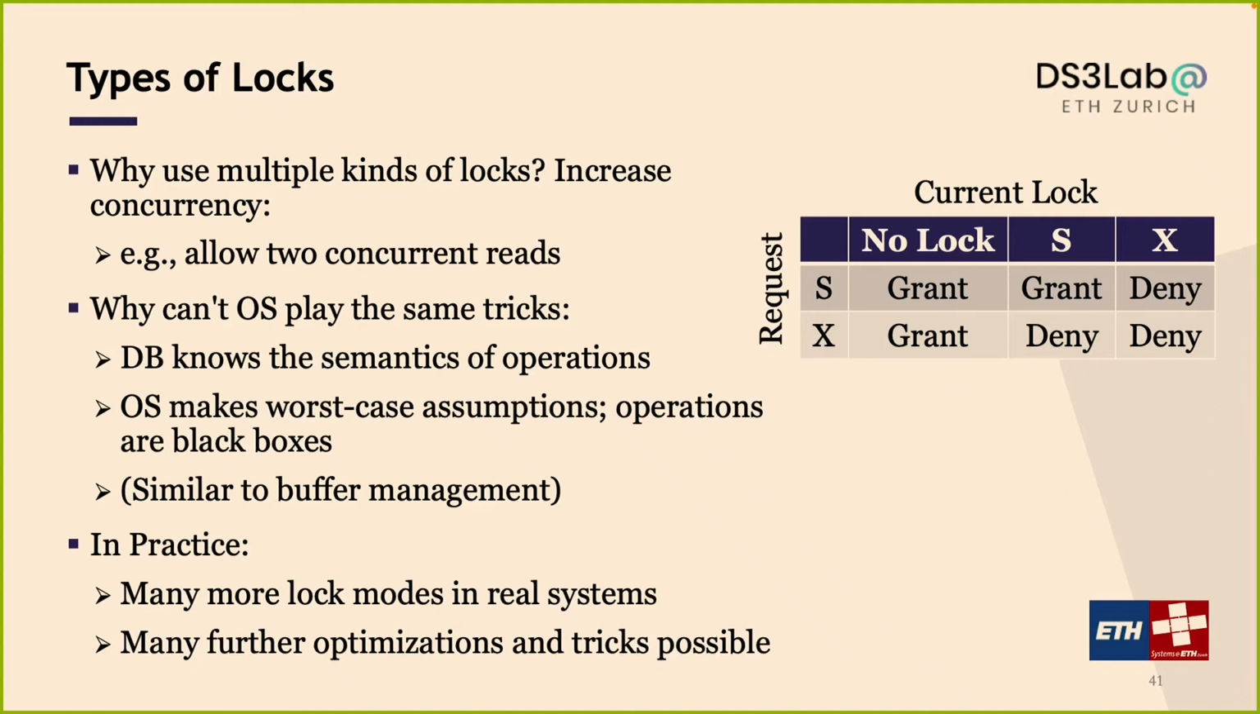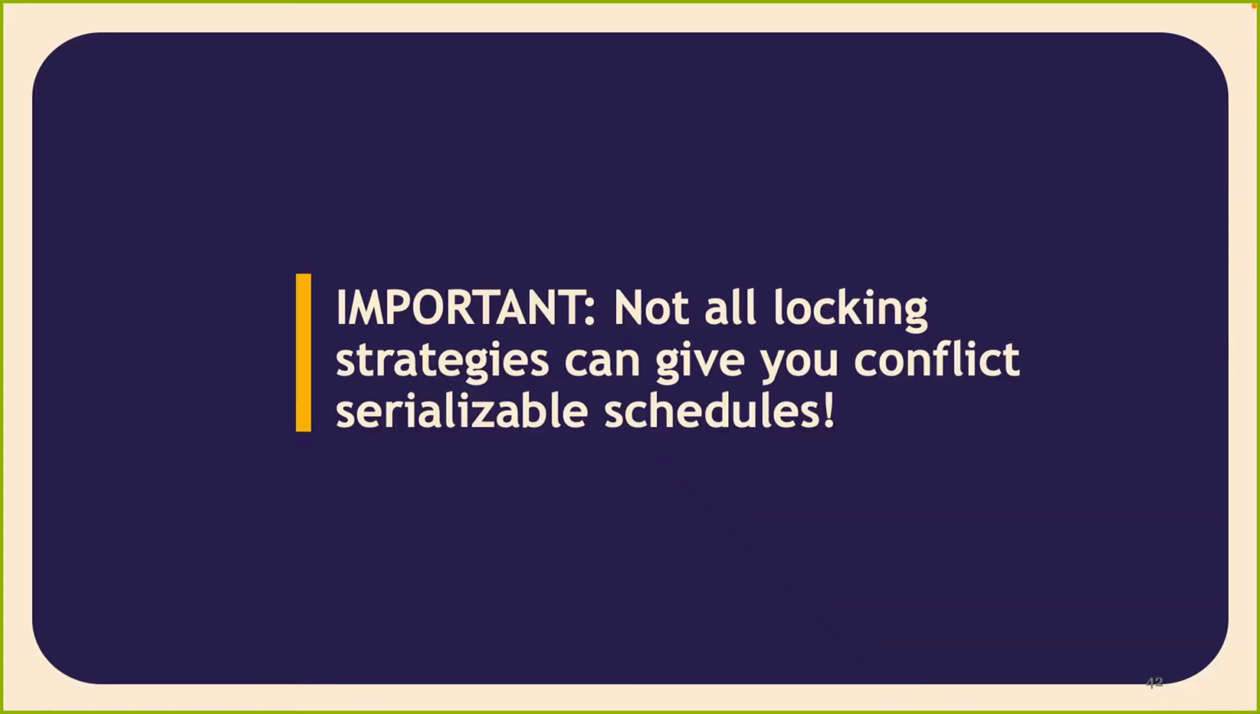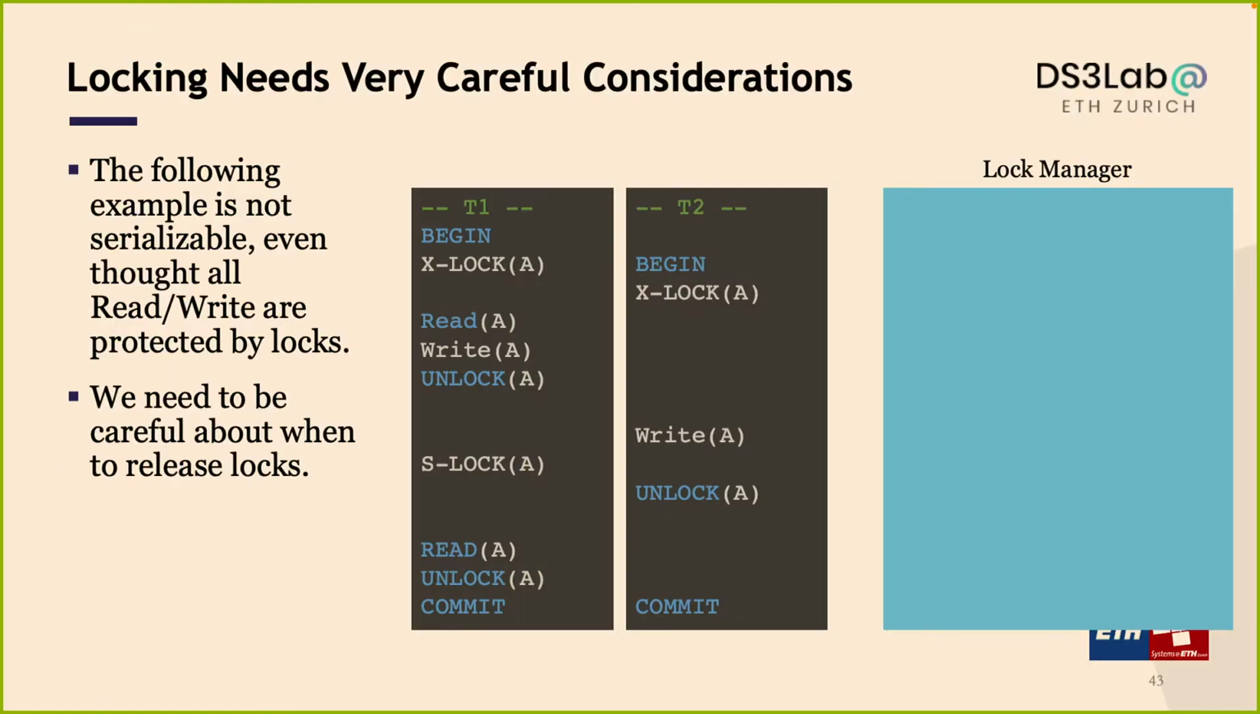One thing that's very important is to go back to two fundamental questions: when to acquire a lock and when to release a lock. It may sound very trivial, but not every locking strategy can give you a conflict serializable schedule. It's not like you can just lock and unlock as you wish. Let's look at one example.